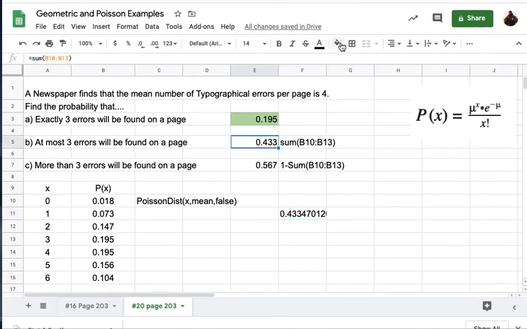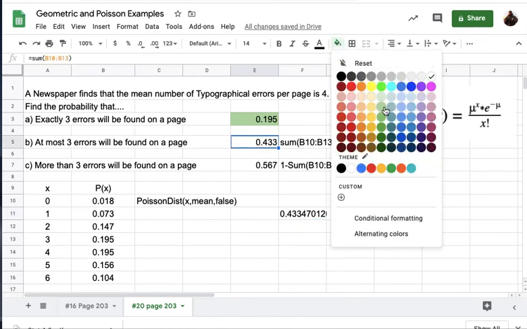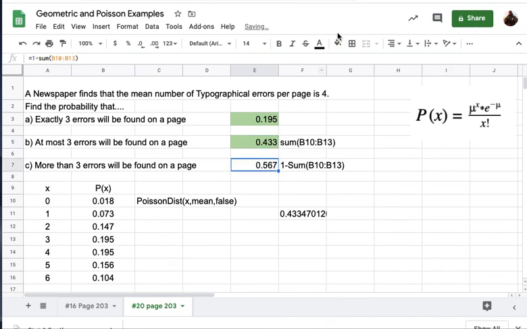Let's go ahead and highlight our solutions here in green because we did them right.